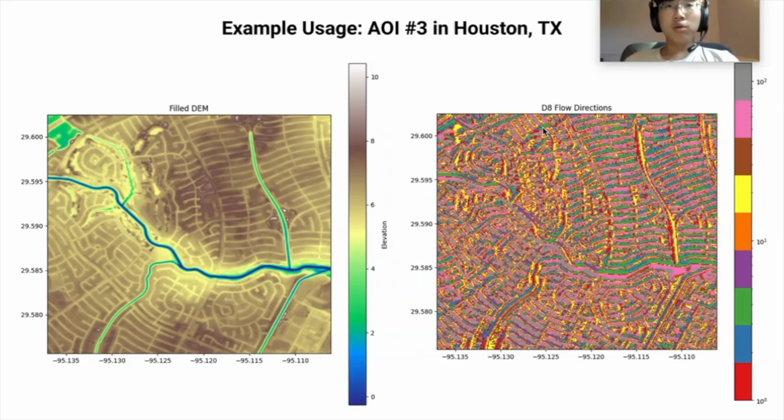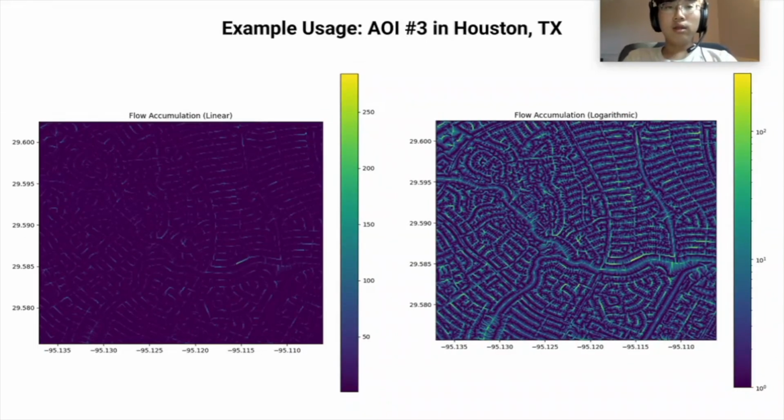Using Google Colab, we applied this D8 flow on the Houston AOIs, then plotted it using Python's matplotlib. In this example, AOI 3 in Houston, the left graph shows a standard elevation graph using the raw elevation data from the DEM. On the right, the graph shows a color-coded direction map, where each color represents a different direction code from 1 to 255. Finally, these two graphs depict the flow accumulation in both linear and logarithmic color bars. Here, for this specific AOI, we can observe that the water seems to pool in the roads.